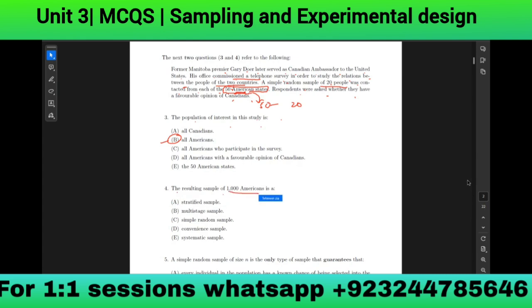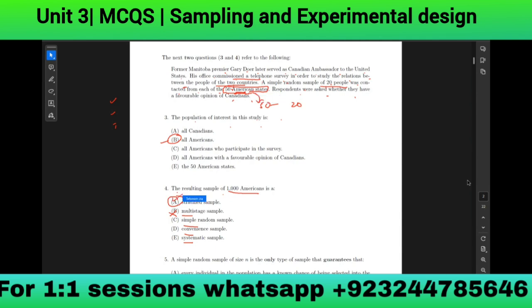Okay, next question is, the resulting sample of 1,000 Americans is. Is it a multi-stage sample? There are no stages in this, so it can't be a multi-stage sample. Is it a simple random sample? No, they're not randomly picking anyone. A convenience sample? No. A systematic sample? No. A stratified sample? Stratified sample means that they have 50 states and they keep 20 people from every state. So this type of sampling is called a stratified sample.